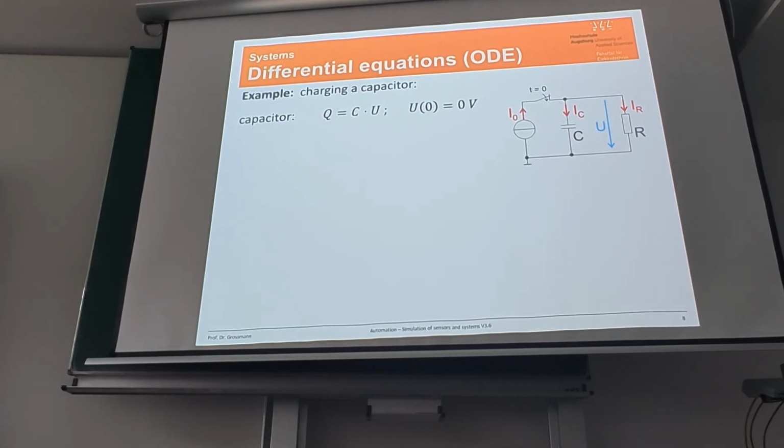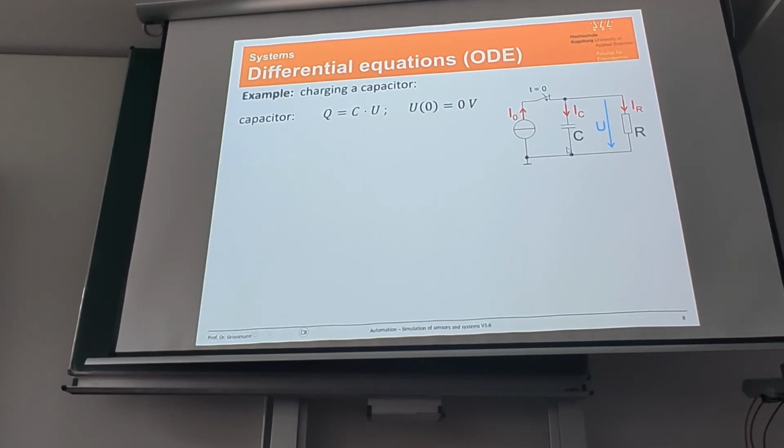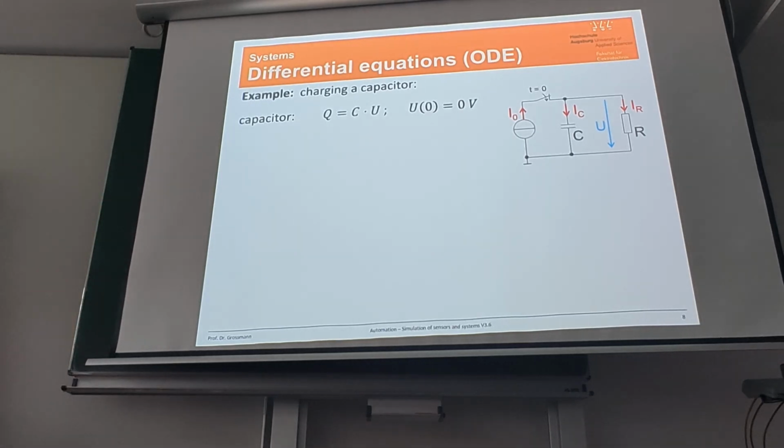Okay, examples still from the electrical world. We have two components in parallel, an R and a C. And then we have a source, a current source, which produces a constant current. And before we can do anything, we have a switch, which is normally open, but at time 0 it will close. So what happens then after time 0?